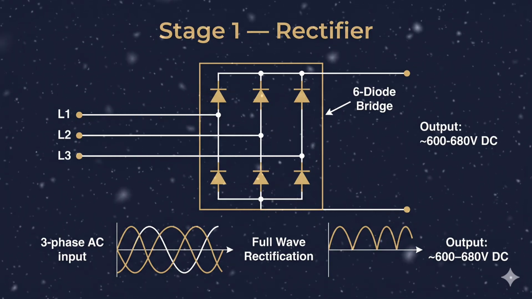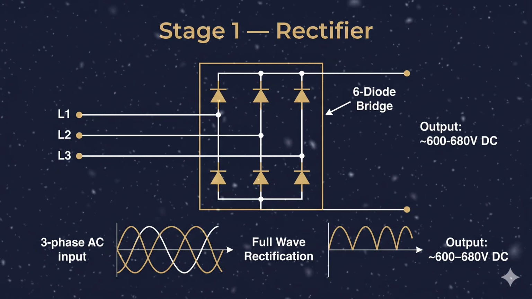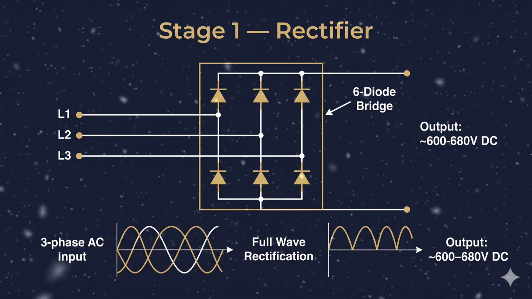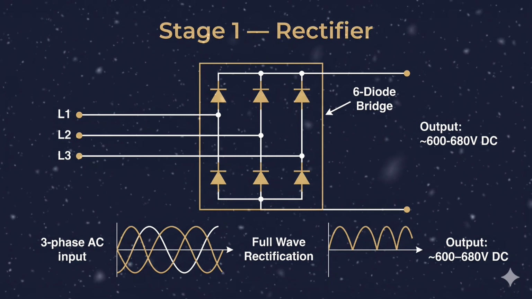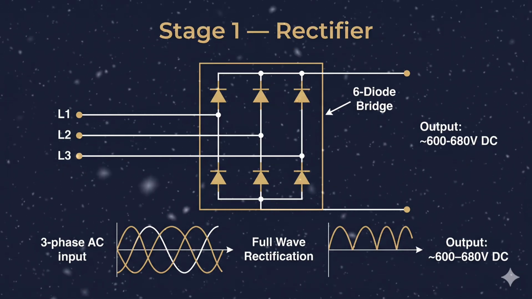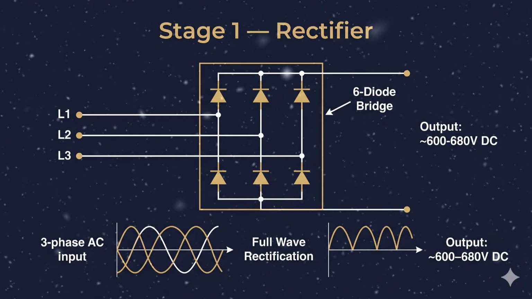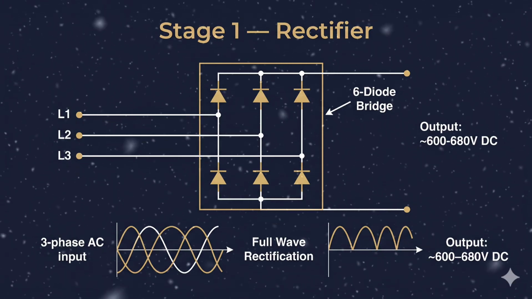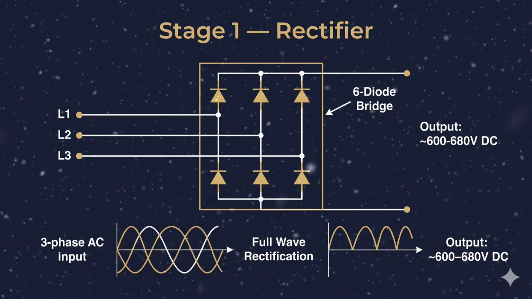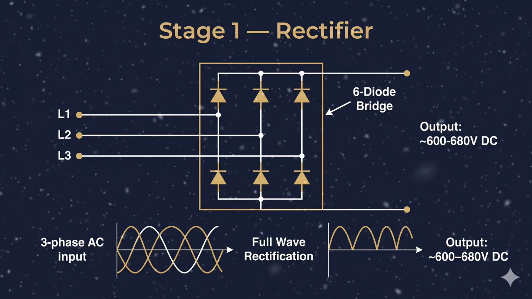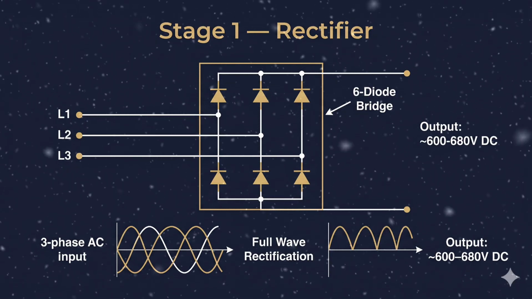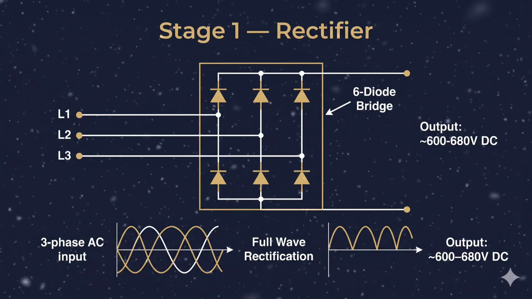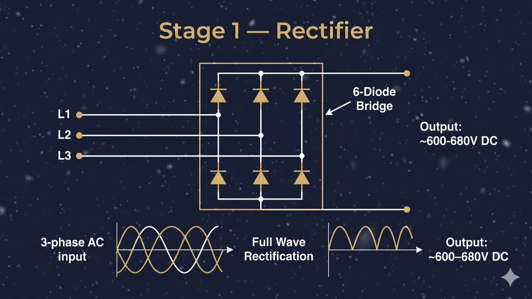Why is the DC voltage higher than the AC input? Because the rectifier converts RMS voltage to peak voltage. The relationship is DC output voltage equals AC line voltage multiplied by 1.35. So, 415 volts multiplied by 1.35 equals approximately 560 volts. With a 480-volt system, 480 volts multiplied by 1.35 equals approximately 648 volts DC.